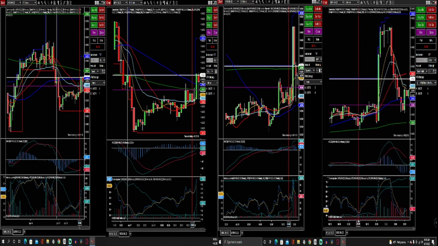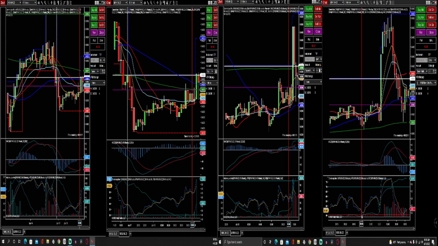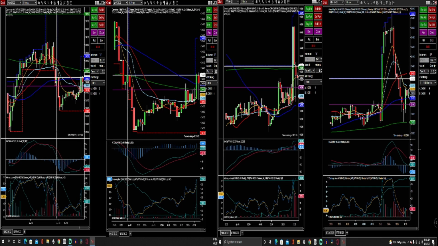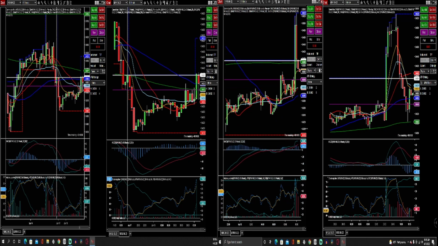So yeah, pretty much the goal today is just to take good trades. I don't necessarily have a money amount, just to take good trades. So I'll watch how long it takes for me to get into a trade. I'll just inform you guys when I get into a trade, and I'll show you the setup.